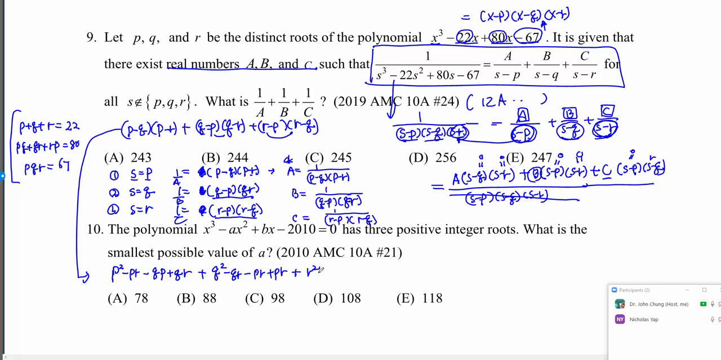R times minus Q is RQ. Negative P times R is negative PR. Negative P times negative Q is positive PQ, right? Yep. Okay, that's it. So over here, P square, Q square, R square, isn't it? Yeah. That's okay? Wow, this is a lot of work.